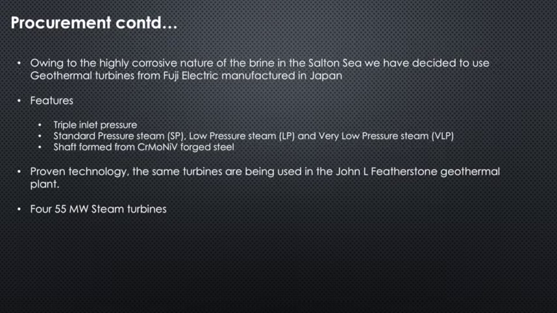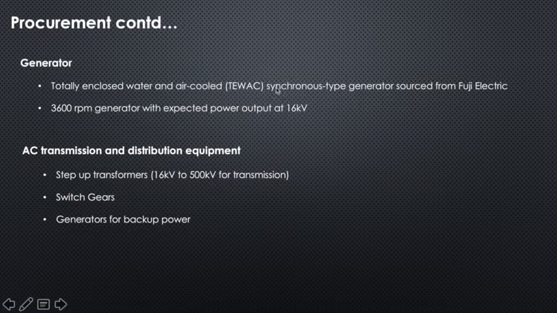In order to meet the project requirements, four such 55 megawatt steam turbines would be needed. We have chosen TEWAC generators to produce electricity. A TEWAC generator is a totally enclosed water to air cooled generator. They can operate in very dusty and hot conditions because the heat is carried away from them and cooled by pressurized air and water. A 3600 RPM generator with expected power output at 16 kV would be used. Apart from these equipment, step up transformers along with switchgears and generators for power backup would also be needed.